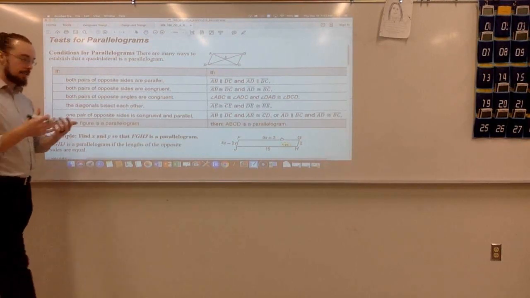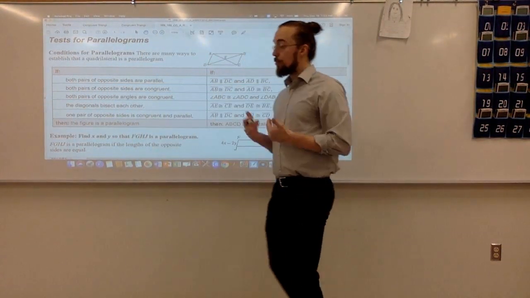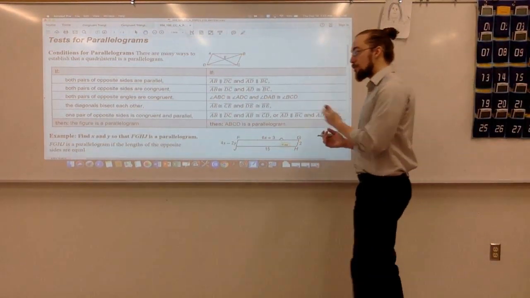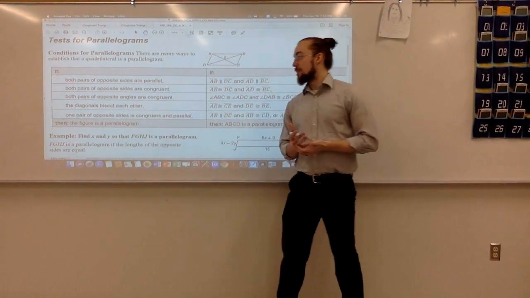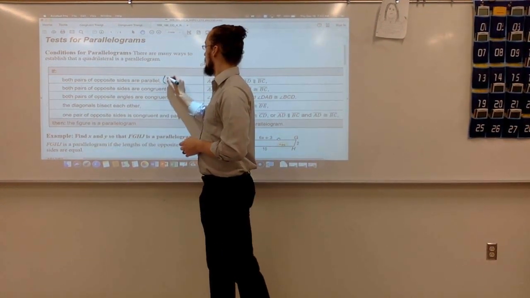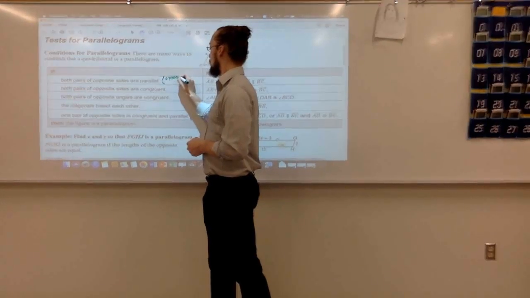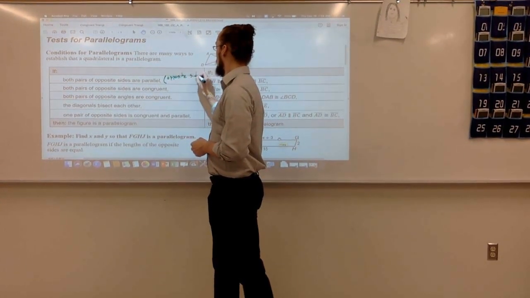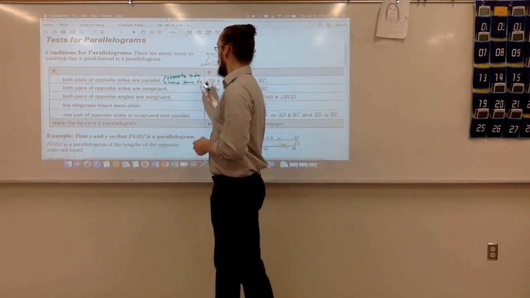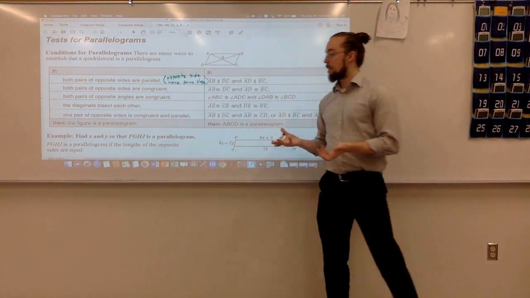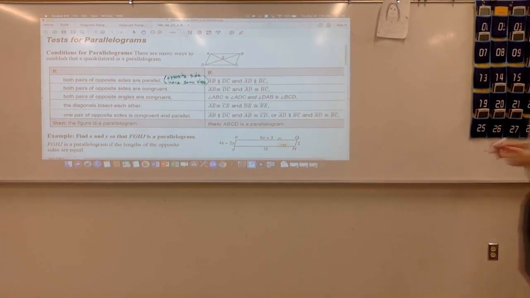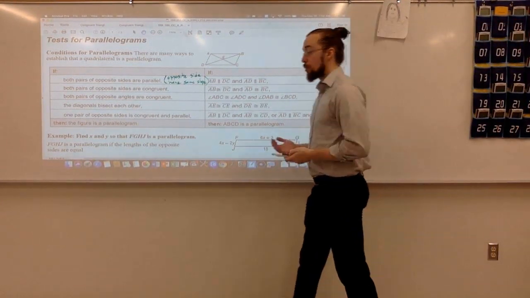So you did that in the activity, finding the slope of all 4 sides of our quadrilateral, and then showing that the opposite sides had the same slope. Okay, so that's the way that we're going to prove this. Okay, opposite sides have the same slope, so we need to use the slope formula to find the slope of all 4 sides.